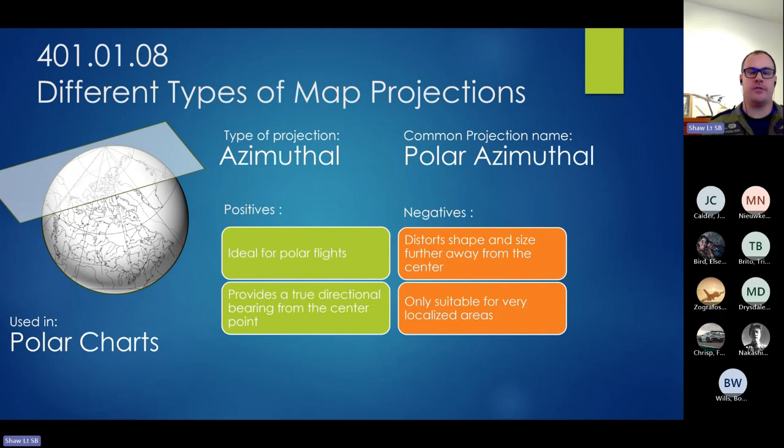It provides true directional bearing from the center point, and it distorts shape and size the further away you get from the center. It's only suitable for very localized areas. So this is like we're actually flying over the North Pole kind of thing. So this is used in polar charts. We won't have to worry too much about that, but that's an example of it. So this is where it's really kind of helpful for a localized area.